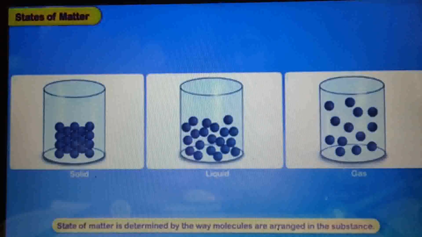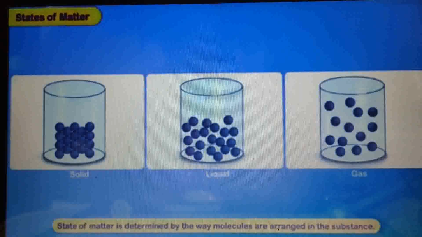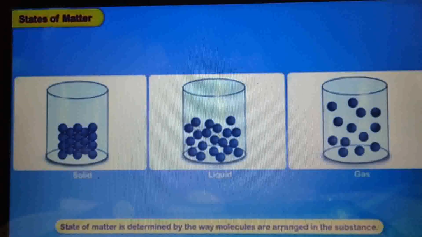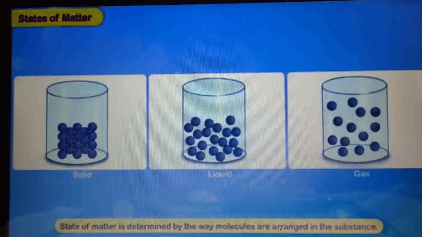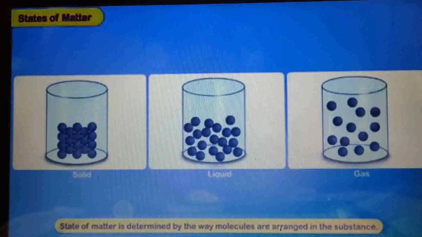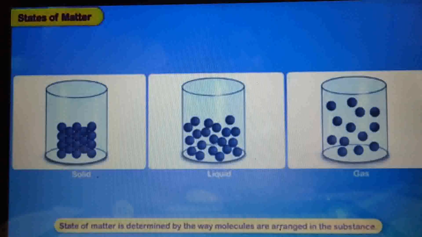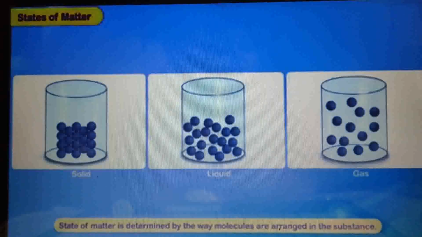Is it clear? So we can find matter in basically three states. What are the three states of matter? Solid, liquid, and gas. Children, can you see here the small balls in a jar? Yes, these small balls represent the molecules. Why does matter have different states? Because of the different arrangement of molecules.